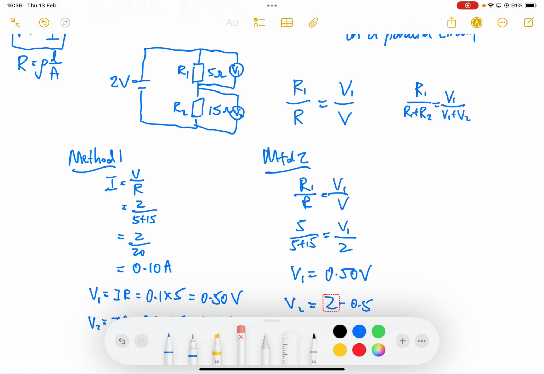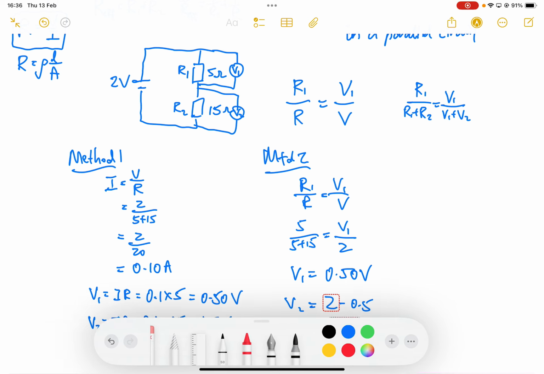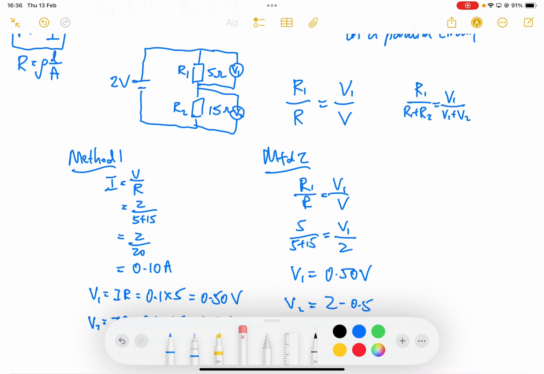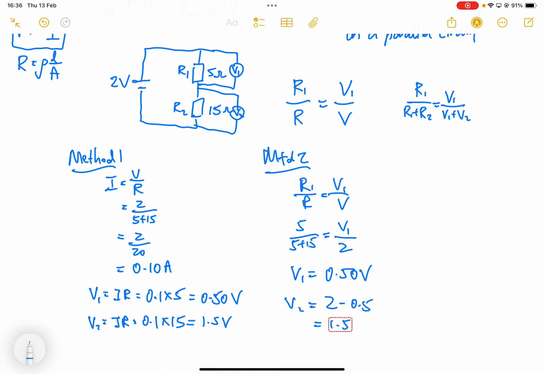Don't need the 0. Does this formula apply for both series and parallel? No. So only for series? Only for potential divider cases.